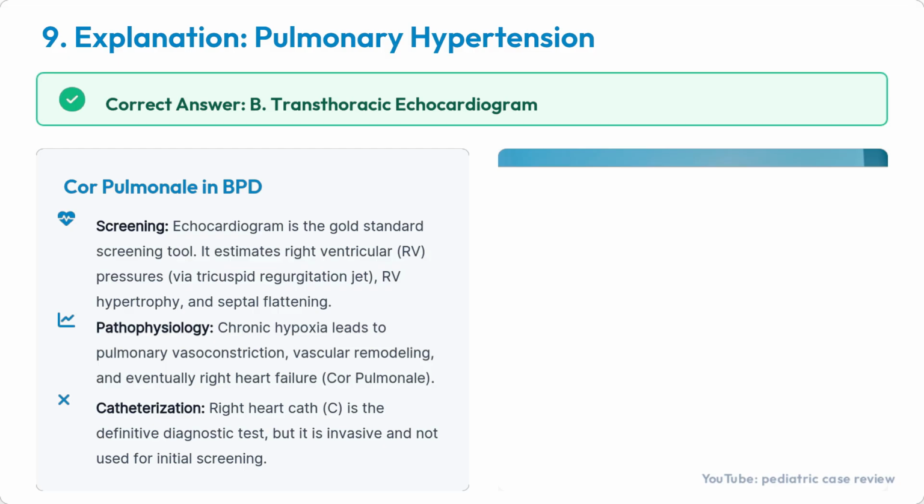Chronic hypoxia in bronchopulmonary dysplasia leads to pulmonary vasoconstriction and eventually right heart failure, known as cor pulmonale. An echocardiogram is the gold standard screening tool to estimate right ventricular pressures and identify right ventricular hypertrophy. Right heart catheterization is definitive but invasive.